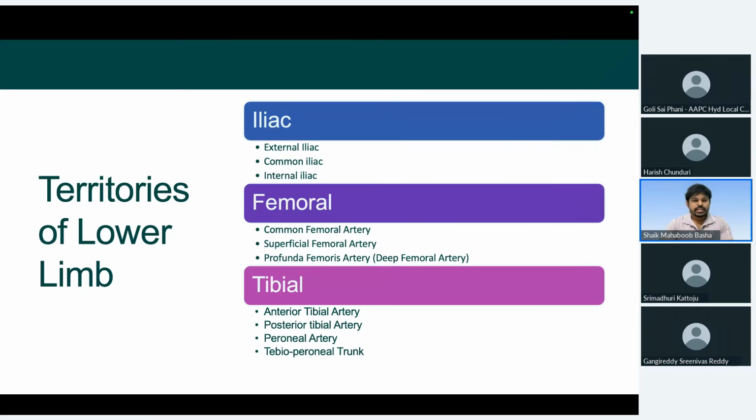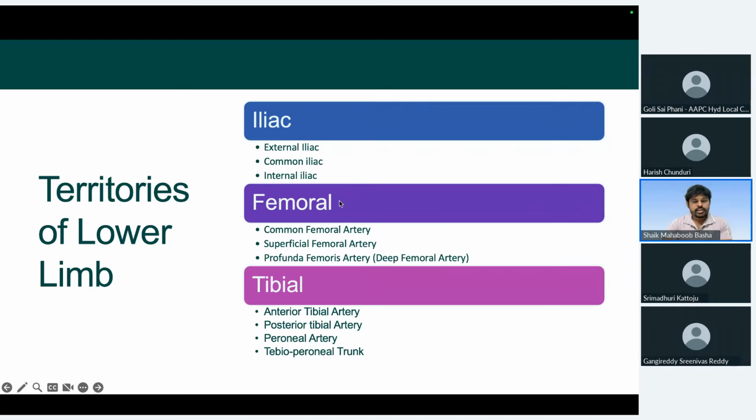The arteries of the lower extremity are divided, or classified, into three territories. Here we code based on the territories. Iliac is the first territory, which is close to the aorta. Below the iliac, we have the femoral territory, and below the femoral, we have another territory, tibial. Each territory again has different arteries. For example, for the iliac territory we have the external iliac artery, common iliac artery, and internal iliac artery.